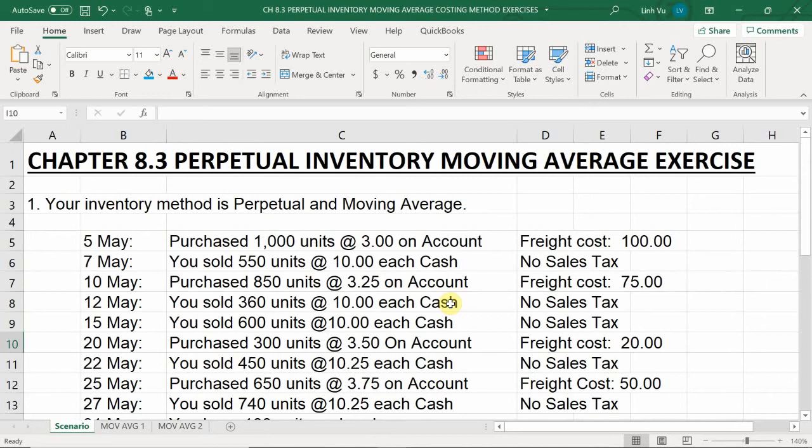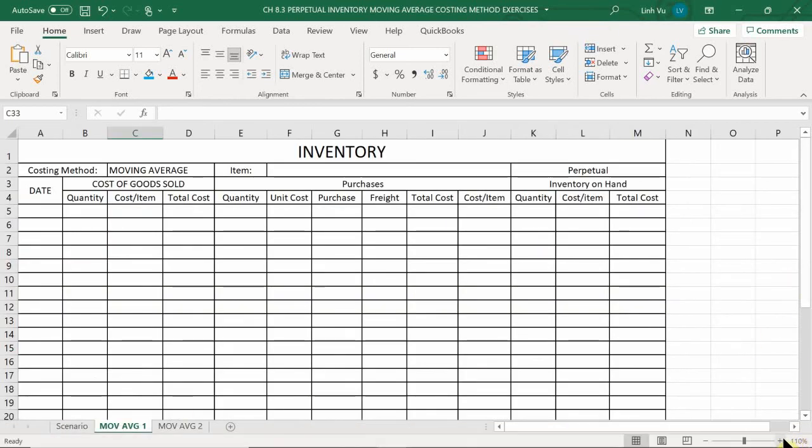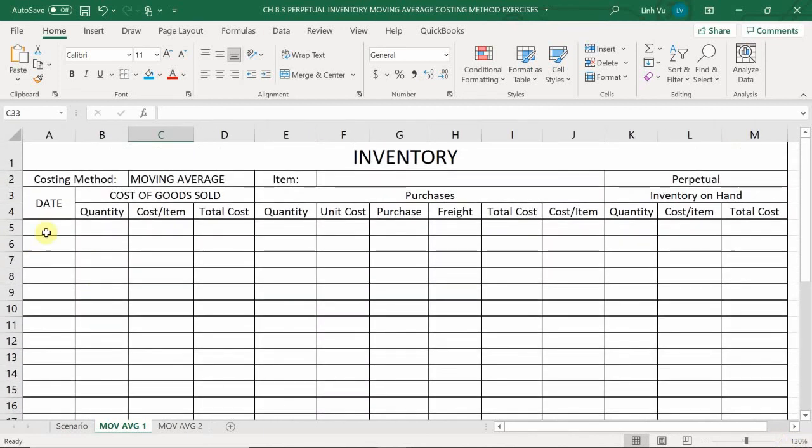So first things first, we have May 5th. We purchased 1,000 units at $3 on account with a freight cost of 100. Same exact scenario, but this time we're using moving average. So yes, our numbers are going to be a lot different, especially with moving average. So May 5th, we purchase 1,000 units at $3 each with a freight of 100.